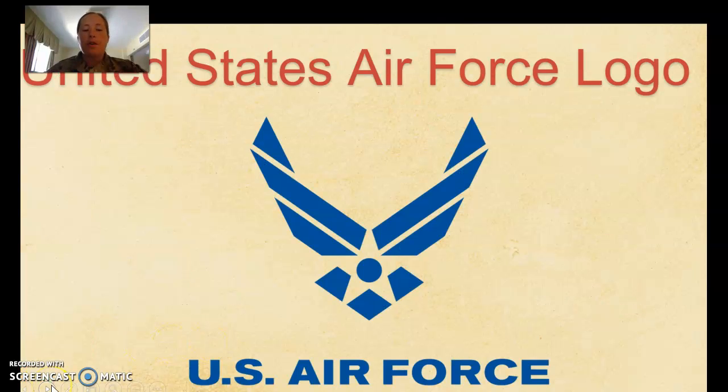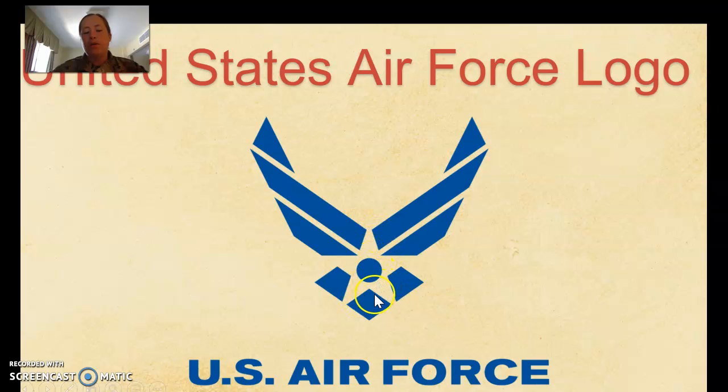Lastly, I'm going to talk about the United States Air Force logo. Within the logo, there's so many different meanings behind it, and I'm going to use this slide to show you how it's broken down. So the wings in the logo, that is the air and power space. The three diamonds below are the three core values: integrity first, service before self, and excellence in all we do.